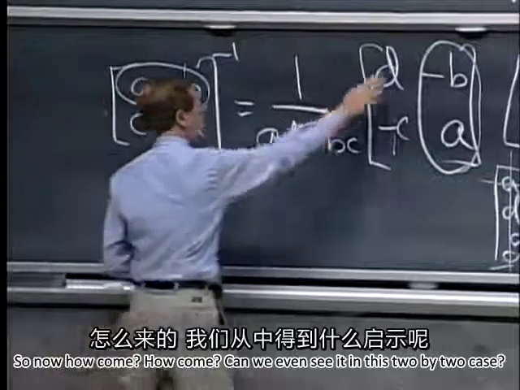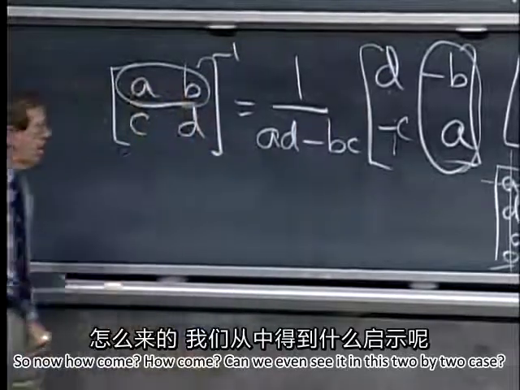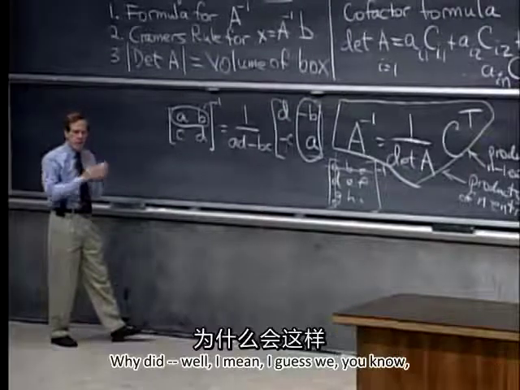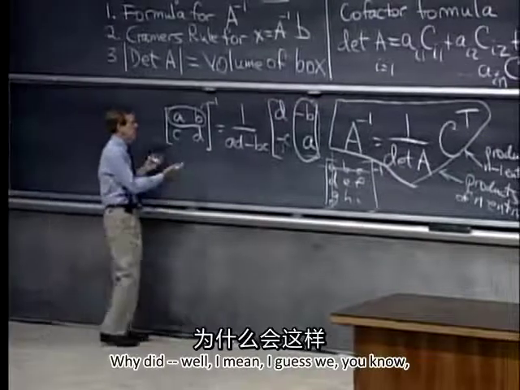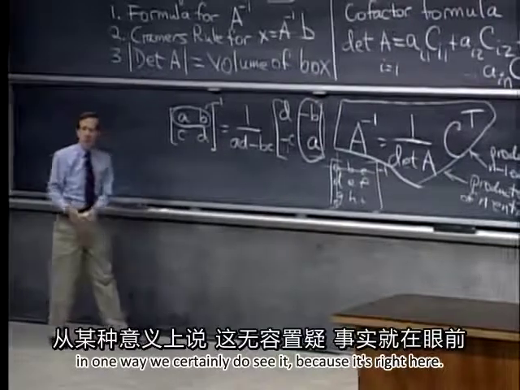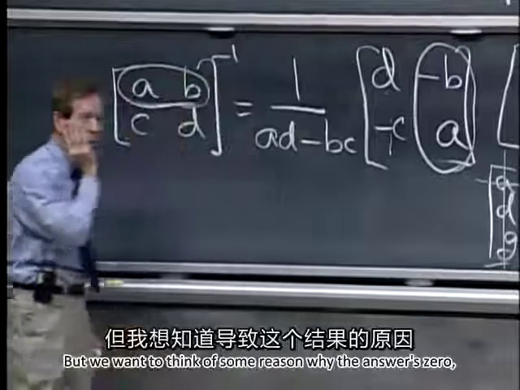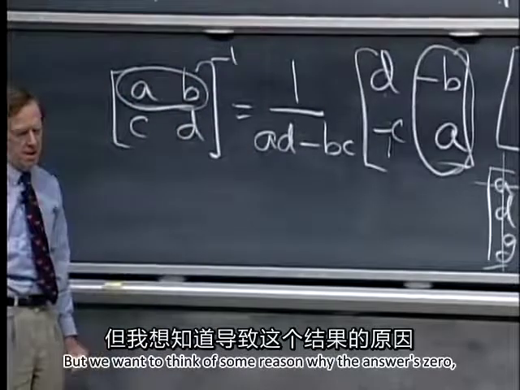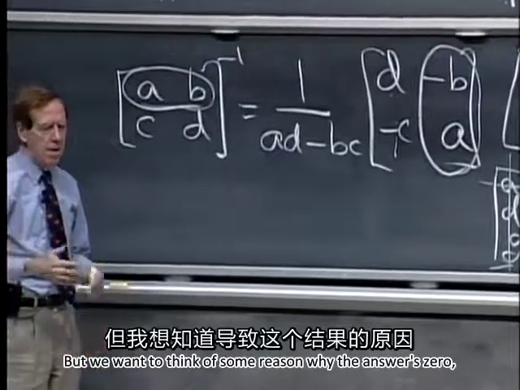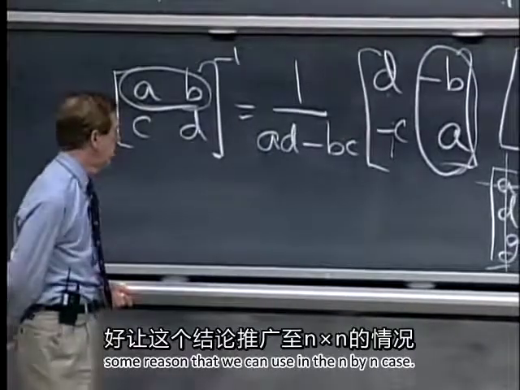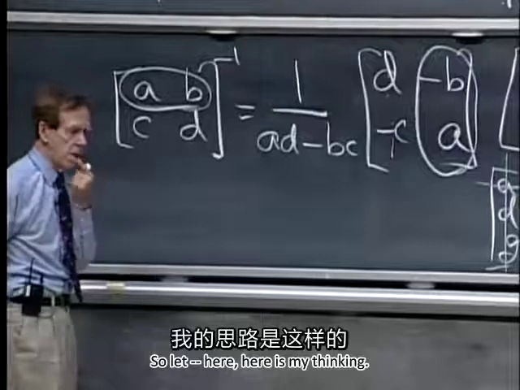Okay, so now, how come? Can we even see it in this 2 by 2 case? Well, in one way we certainly do see it, because it's right here. We just do it and we get 0. But we want to think of some reason why the answer is 0, some reason that we can use in the n by n case. So here's my thinking.